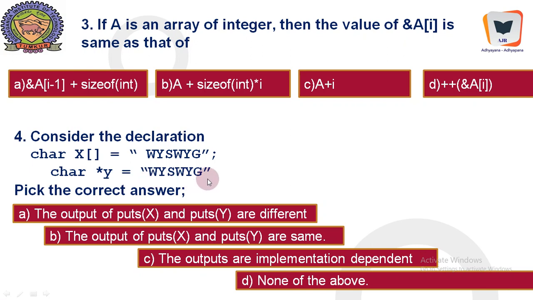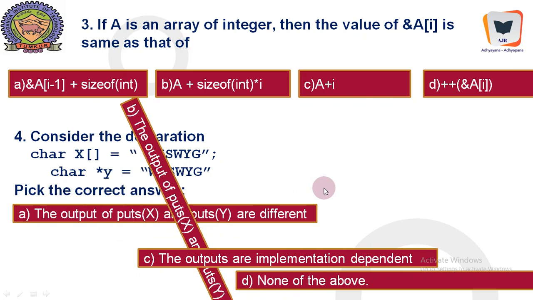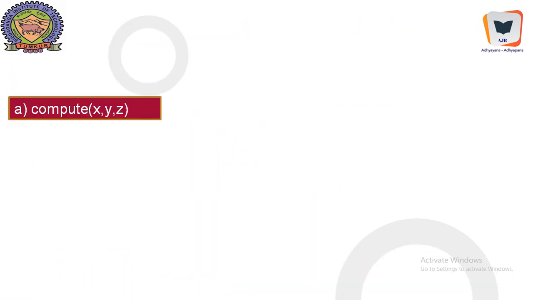Since the end of the string is known to the pointer, because the end of the string is terminated by the null character, it holds the entire thing. Therefore puts(sy) and puts(sx) are the same. The output will be once again wys wyg. Therefore this is the correct answer.